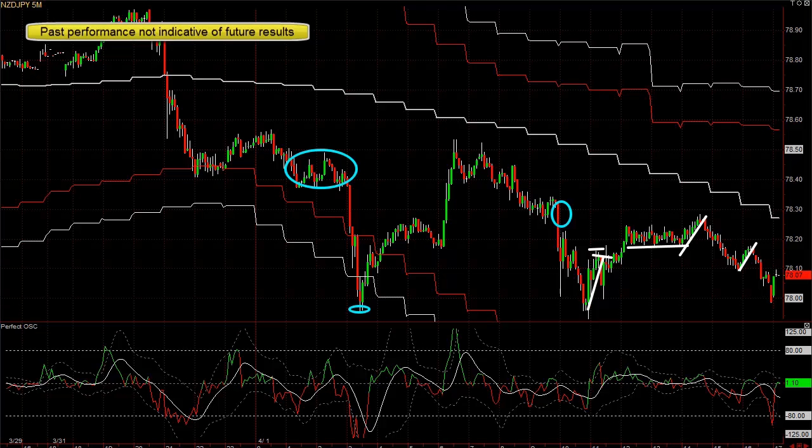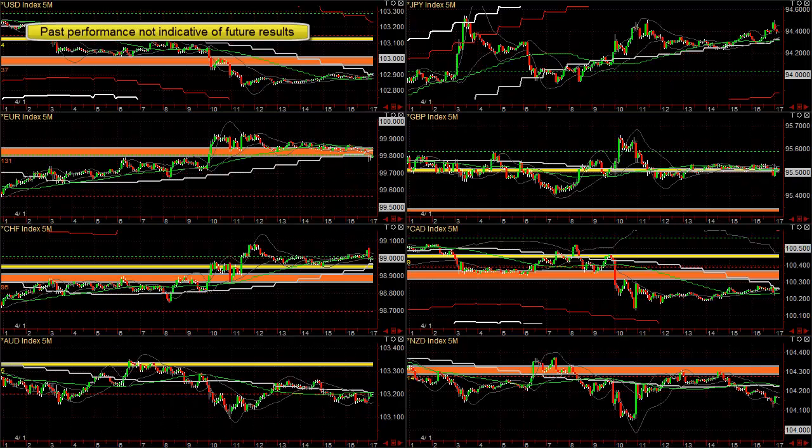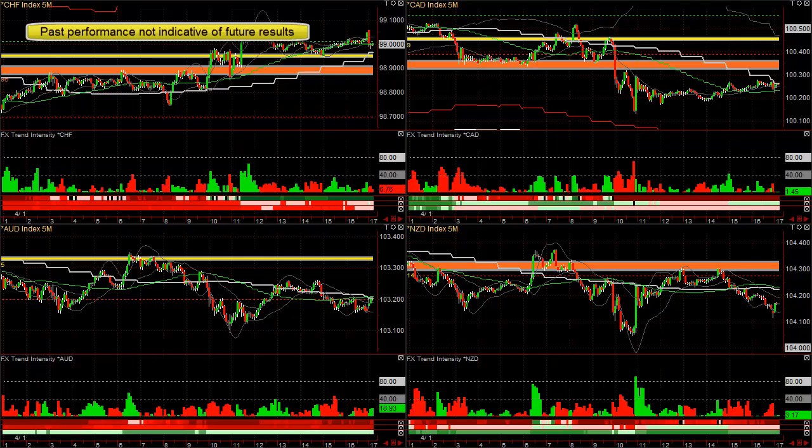Keep in mind that this is after the U.S. main session is over, so most people don't trade that time of the day. But the point is, when you have all these currencies to choose from, you can very easily see which ones are super strong and which ones are super weak. You can also spot patterns such as trend line breaks, like this.